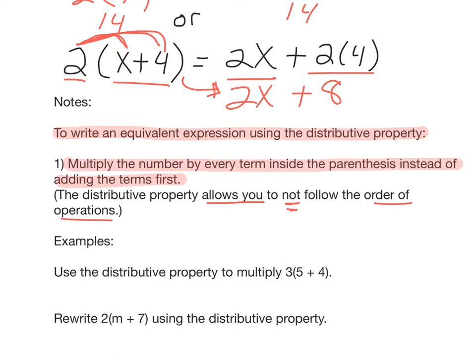Order of operations says you have to do what's in parentheses first. The distributive property says actually if you're multiplying the set that's in the parentheses, you can multiply by everything in the set. Okay, here are some examples to put into your notes. Use the distributive property to multiply 3 times 5 plus 4. So we're not going to add the 5 and 4 first. We're going to go 3 times 5, that's 15, and 3 times 4, that's 12. That ends up equaling 27.